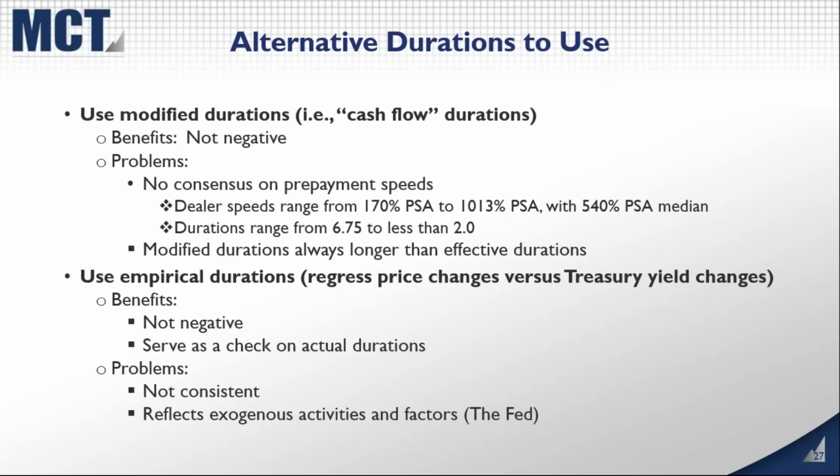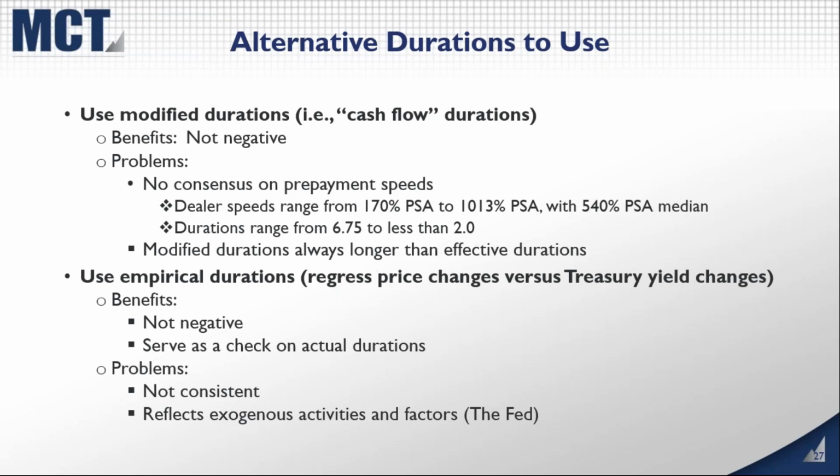So now the question is, okay, if I don't want to use the negative durations, what should I use? One possibility is to use the modified duration, which is the cash flow duration that you can calculate based on using a single speed. So, for example, if you ran Ginnie 3s at the median PSA, you would get a duration of somewhere around 3, and that's a modified duration. That's just based on the weighted average of the amount of time that the present value of the security is outstanding. It's a very simple calculation.